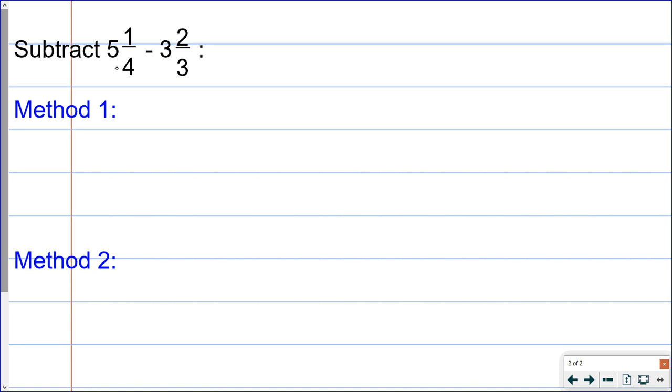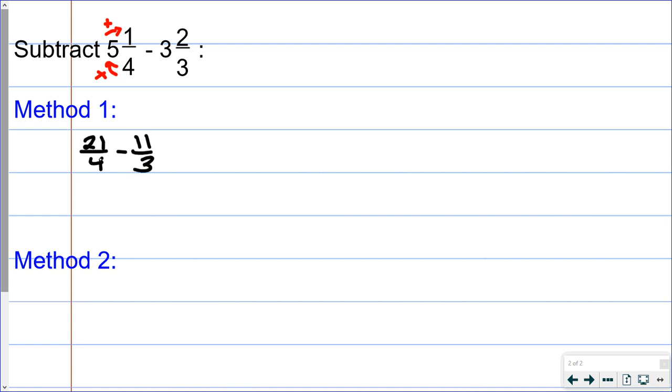So I'm going to change these into improper fractions, which, remember, to do that, you multiply these together, and then you add the numerator. So I'm going to multiply and add. I'm going to do 4 times 5 is 20, plus 1 is 21, so that gives me 21 fourths, minus 3 times 3 is 9, plus 2 is 11, 11 thirds.